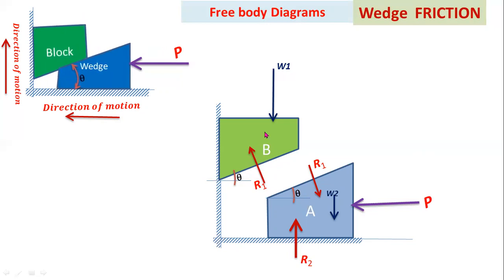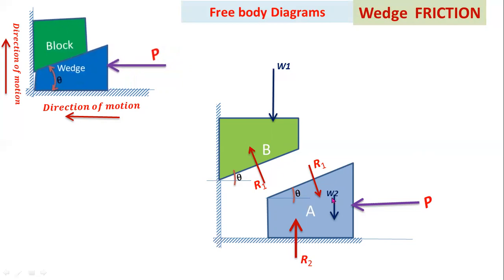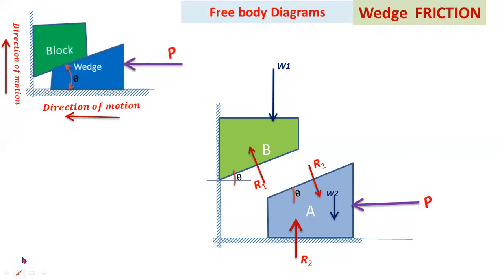For this block you have to consider an upward reaction force, and for this wedge a downward reaction force. These two reaction forces make an angle of 90 degrees with respect to this inclined surface. So R1, these two reaction forces, are equal and opposite in direction.